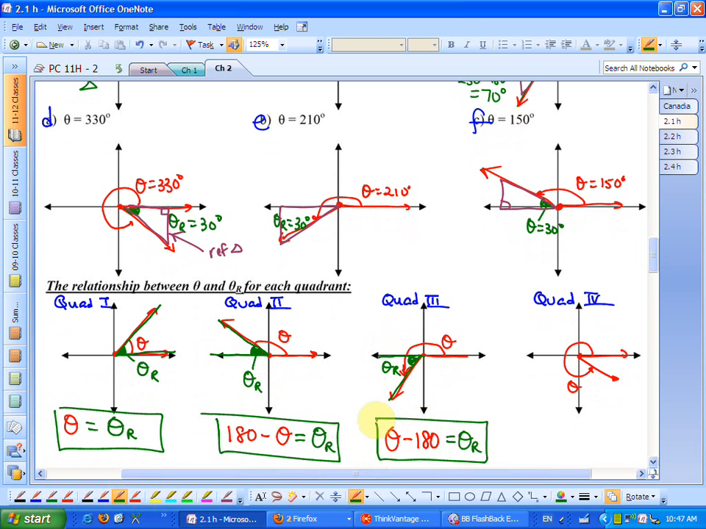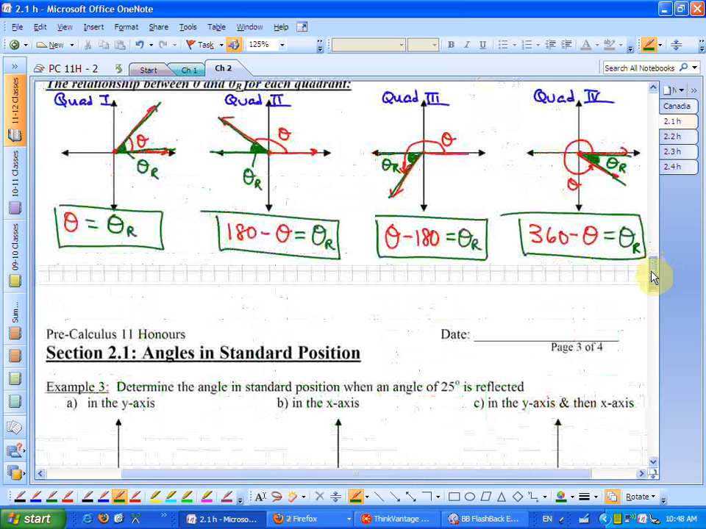Okay. And the last one, same idea. Terminal arm, x-axis, acute angle. 360, yes. So in this case, go the full rotation and then come back by subtracting the angle theta, and then you'll have theta r. So I hope this summary helps you figure out how to calculate theta r. And if it doesn't, then sorry for wasting your time. Turn to the next page now.